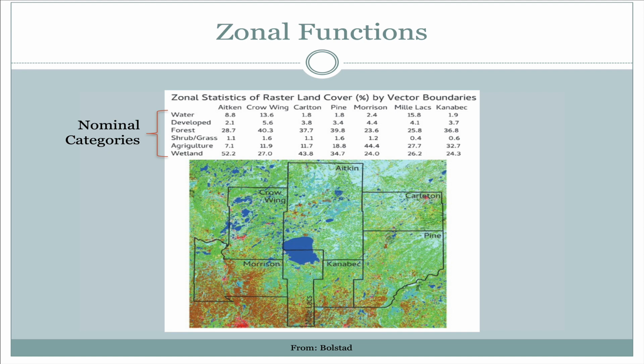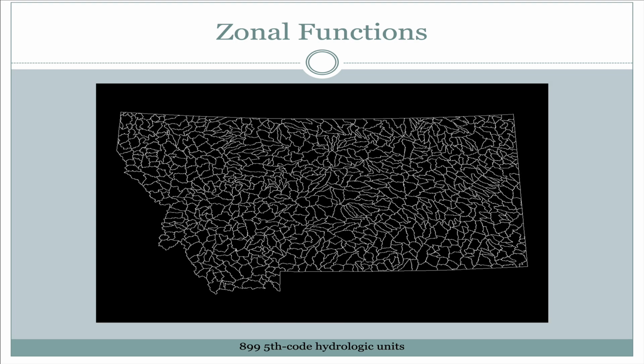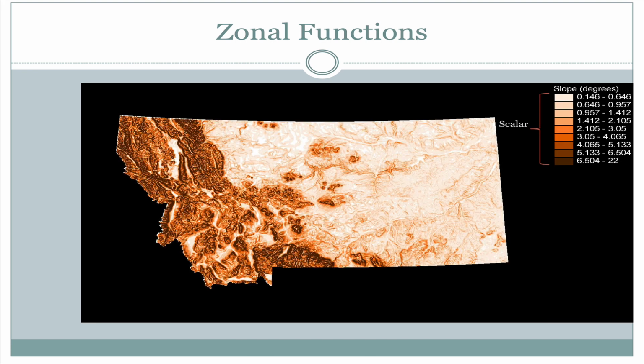So this is a nominal example where each of the grid cells would have a category or classification associated with it. But we can also do it if we have scalar values or numeric values associated with it. This is an example here where we're going to use these as the zones. These are the fifth code hydrologic units for the state of Montana. And we can see all of these outlines here sort of form a natural but irregular grid across the state.